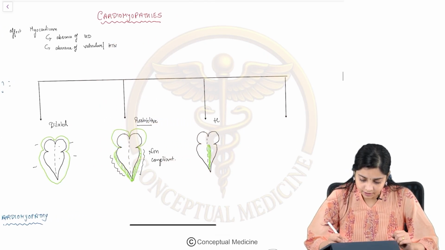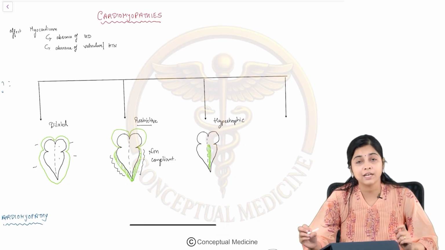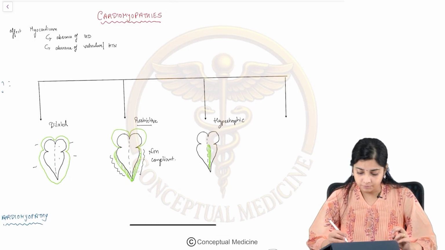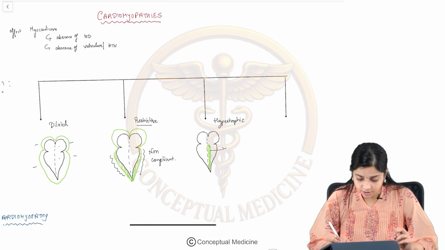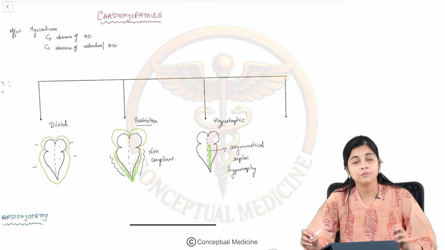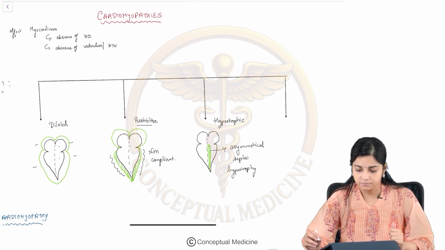Then we have the hypertrophic cardiomyopathy. In hypertrophic cardiomyopathy, there is an asymmetrical septal hypertrophy. This form of cardiomyopathy, which is a primary disorder of the myocardium, is hypertrophic cardiomyopathy.